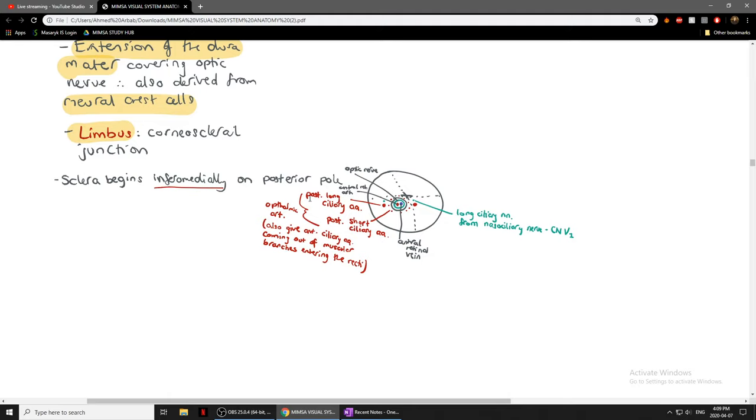And like I said, the ophthalmic artery gives both posterior long and posterior short ciliary arteries, but it also gives anterior ciliary arteries. It also gives the muscular branches that supply the rectus muscles, and while these branches move toward the rectus muscles, they give off anterior ciliary arteries, which move anteriorly and supply parts of the conjunctiva and those structures in the front.